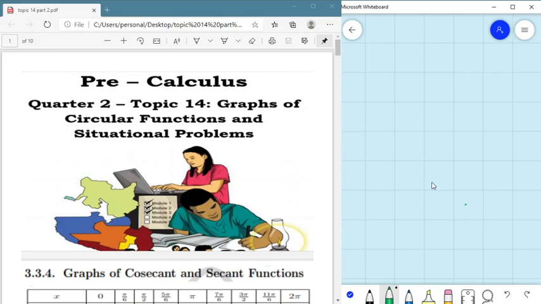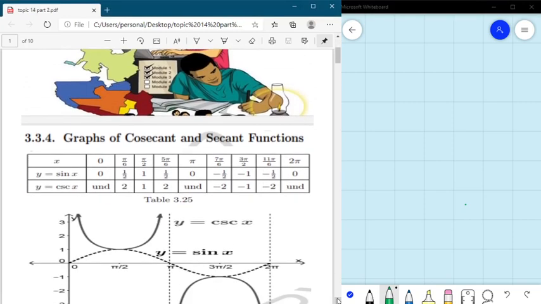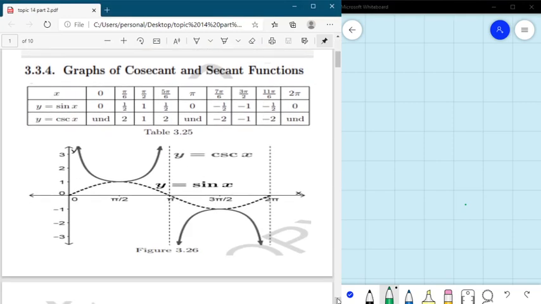We are now to continue on topic 14 of quarter 2, which is all about graphs of circular functions and situational problems. So we will continue what we have discussed earlier. We are to continue on graphs of cosecant and secant functions.